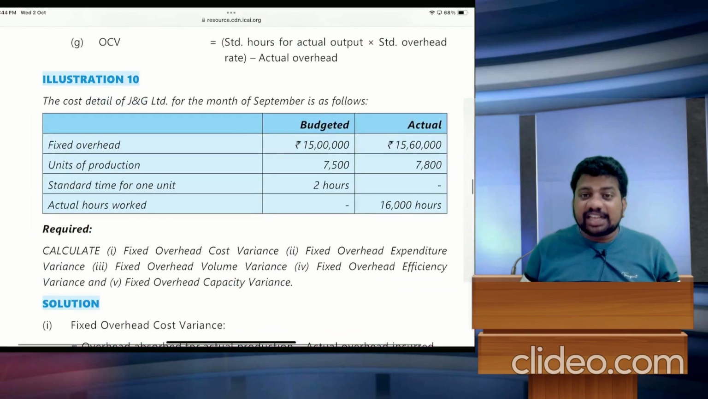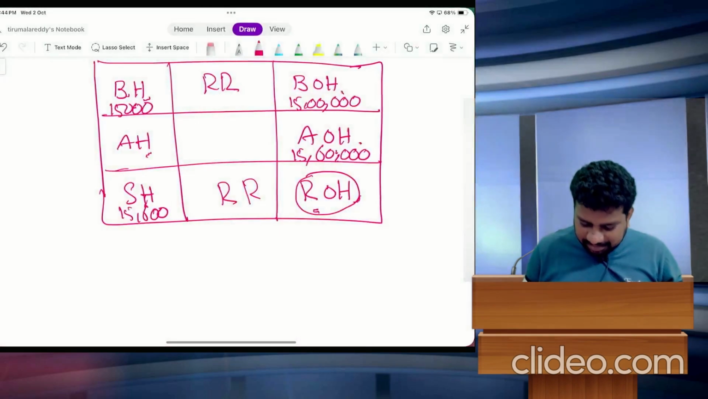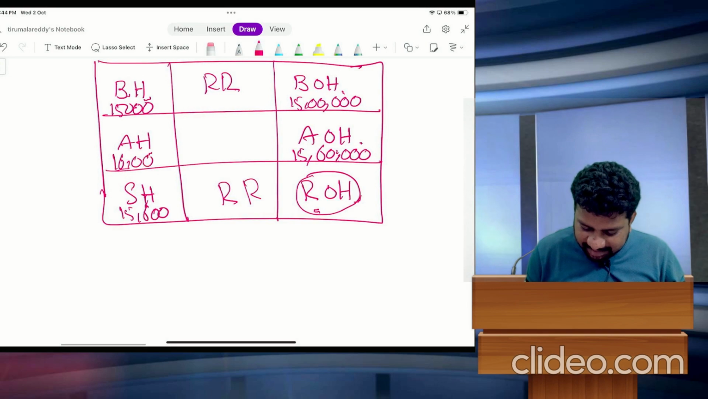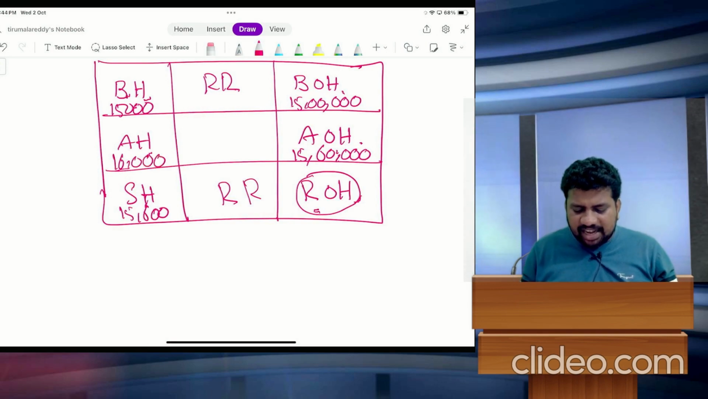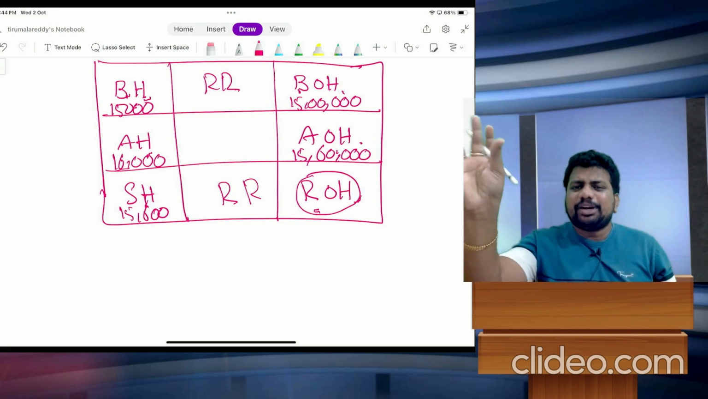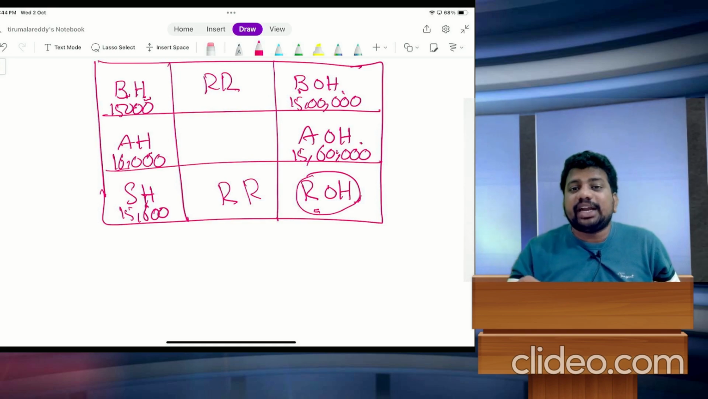Now let's continue with the question. Actual hours worked has been given as 16,000 hours, so we take 16,000 hours directly. So what about the remaining things? We'll fill them out. We have budget hours 15,000, budget overheads 15 lakhs, total hours 15,000. And recovery rate means at what rate per hour I am recovering?